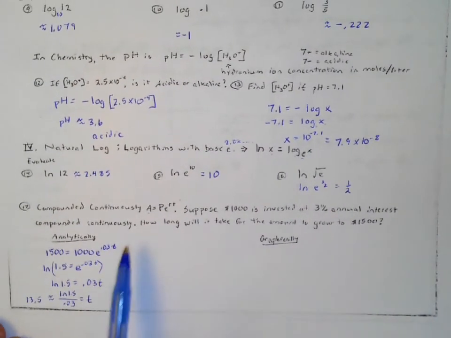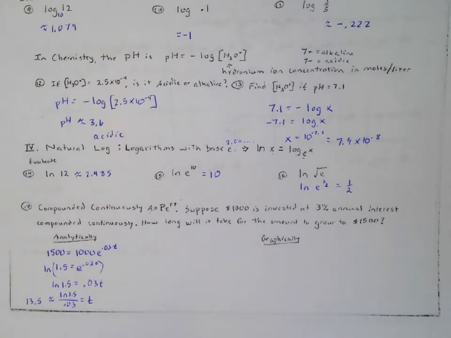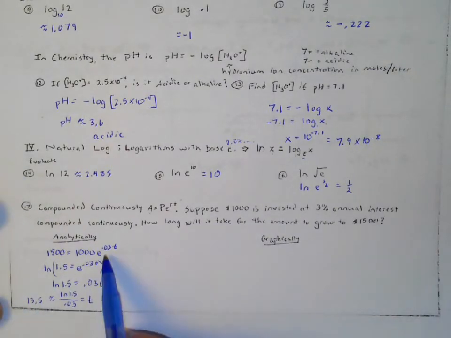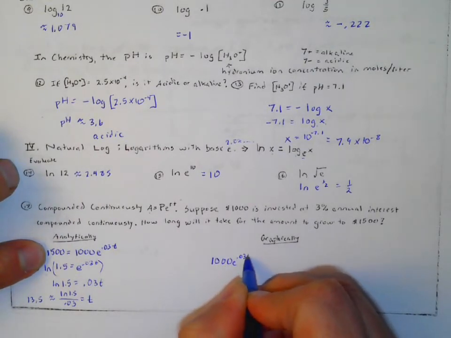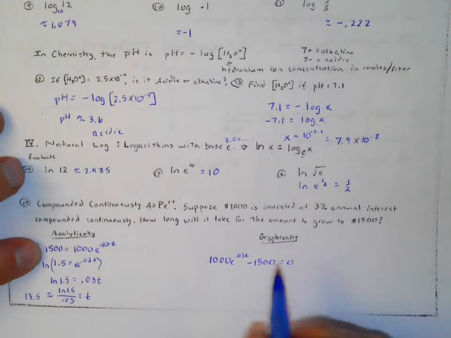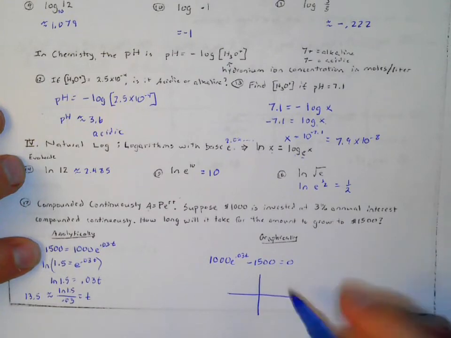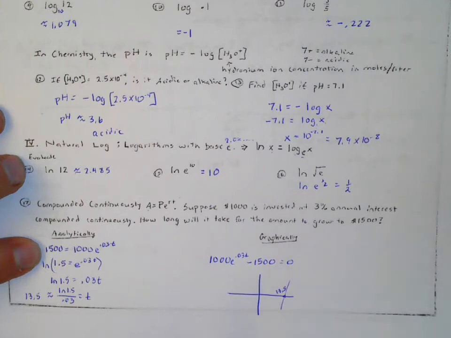So after 13 and a half years, that $1,000 would turn into $1,500. Now if I want to do this graphically, I'm going to pause this and get a graph and see what it looks like. If we want to solve it graphically using Desmos, I'm going to take this equation and subtract the 1,500 over, so I have it equal to 0 now. If you graph this, remember you should probably put that in parentheses up there, and you get a graph that goes right through there at 13.5. So graphically makes it pretty easy. Just set the equation equal to 0 and solve.